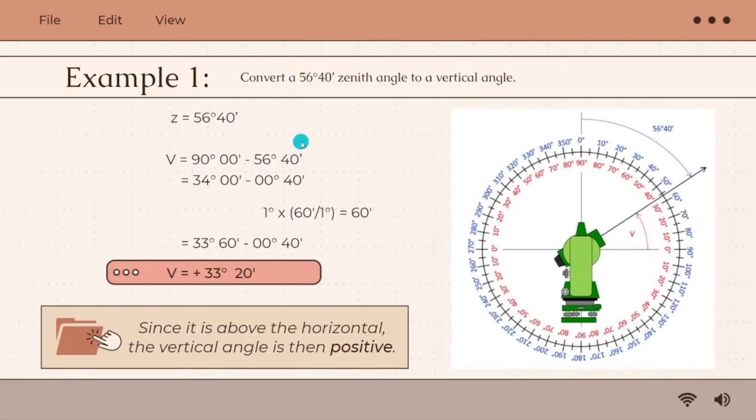And from this value, we will then take 1 degree of our initial answer and convert it into minutes. Knowing that 1 degree is equivalent to 60 minutes, so 60 minus 40 minutes, 40 being from the given, the answer would be 20 minutes, thus giving a vertical angle of 33 degrees and 20 minutes. And since the angle is above the horizontal, the vertical angle is then positive.